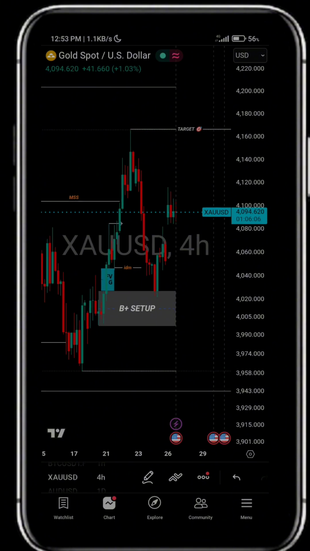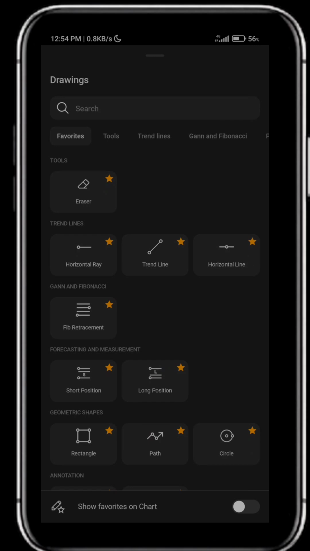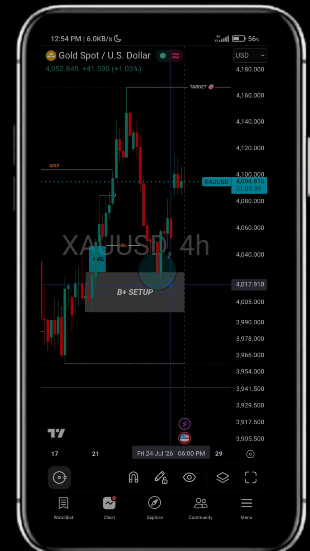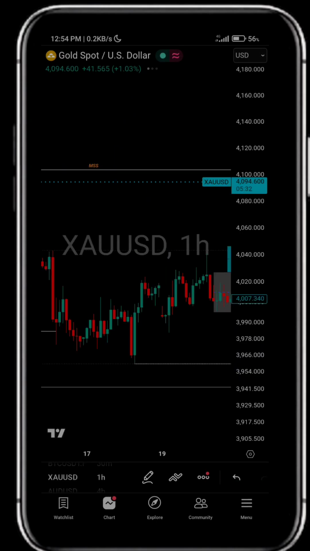So how should we have entered this trade? My entry will be on the 1 hour time frame. You can see the price has already tapped this point. Just need to wait, let me get this on. Okay, so we have this reaction point, so we're going to go to the 1 hour time frame and see the reaction there.